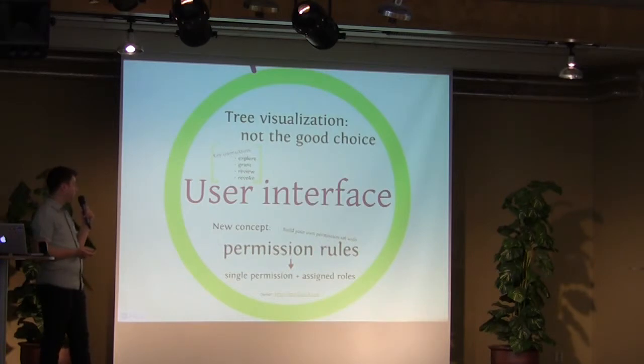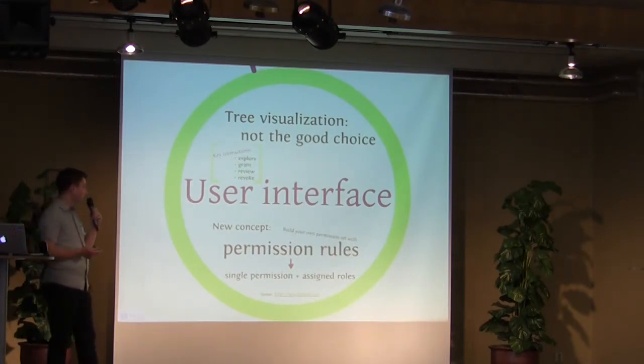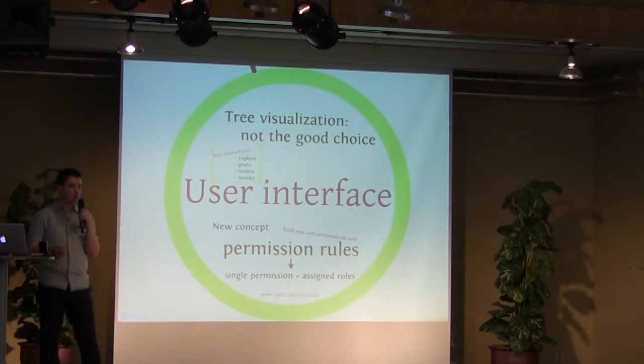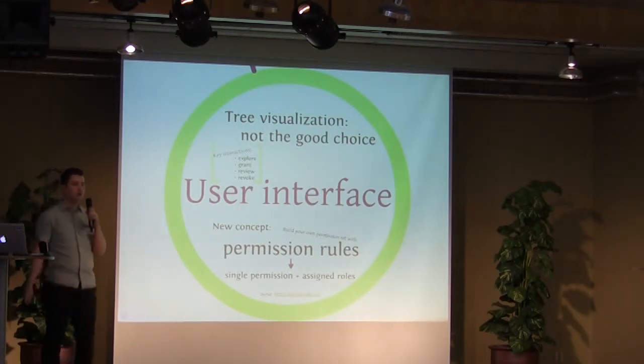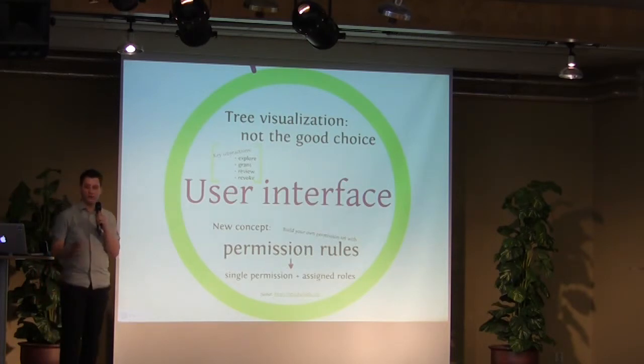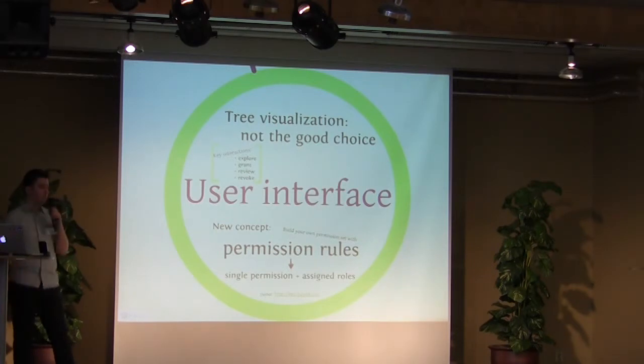And the idea is providing an interface which lets you directly assign roles to that permission. I'm gonna show you an example, but first, everyone's first thought is using a tree visualization for that. I would like to tell you why it's not a good idea. Let's say we have a huge permission tree, which we'll have if we bring a lot of functions into core.